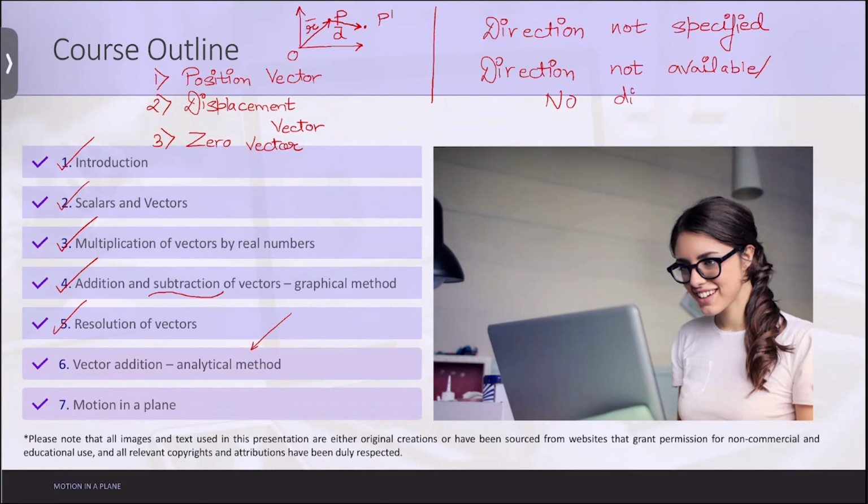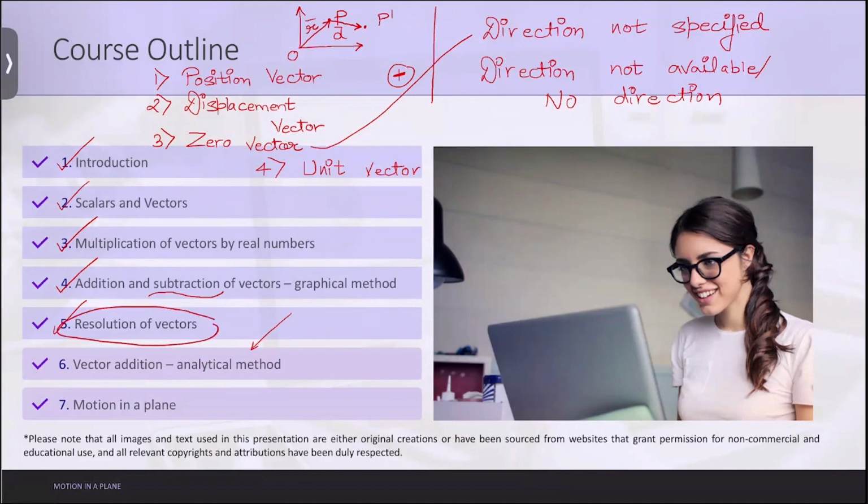Okay, so there's a difference between that. A zero vector has a magnitude, plus it has a direction which is not specified, and hence this comes under the quantity of vector. And the fourth point was basically a unit vector.